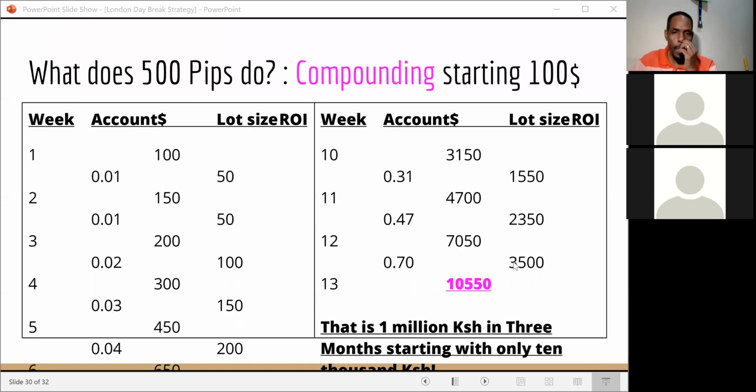All right. So now the compounding factor. If you are doing 500 pips per week with a lot size of 0.01 per 100, you actually achieve $10,000 in 3 months. This is what I'm talking about. So if you start with 10,000 Kenya shilling, in 3 months, you will have 1 million Kenya shilling. If you heard me loud and clear, type in 111.